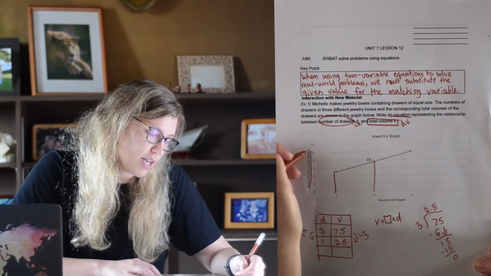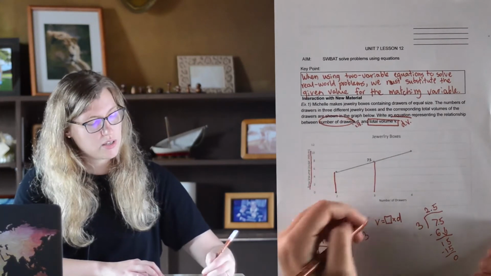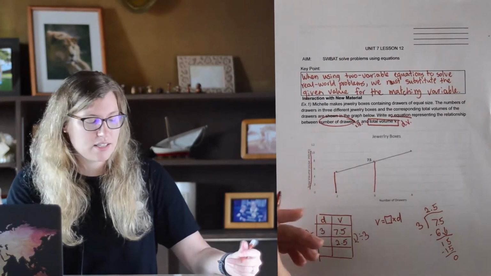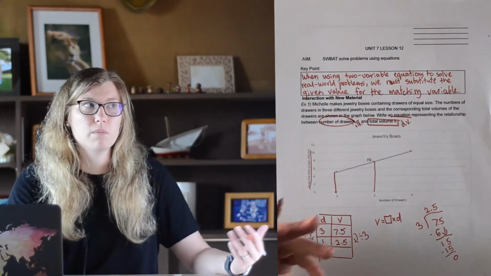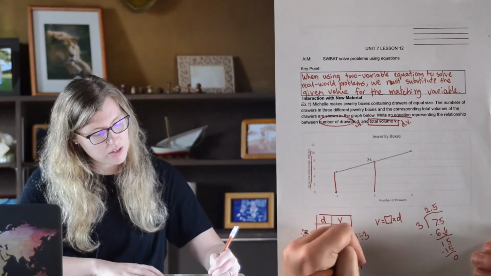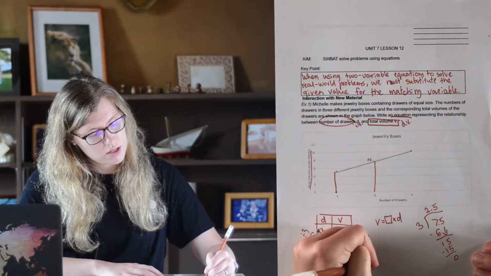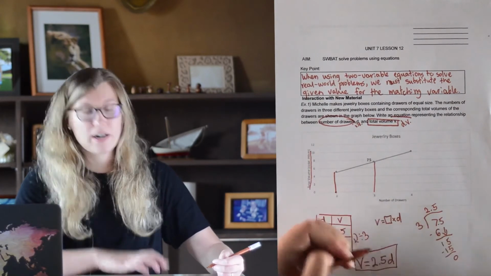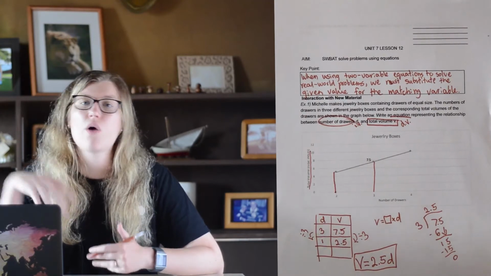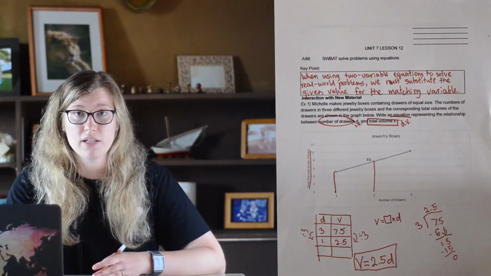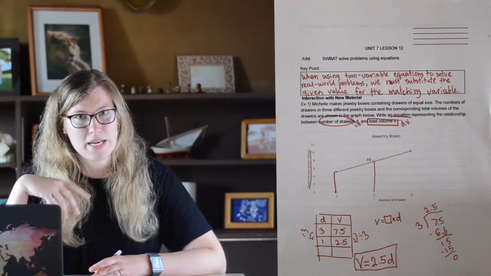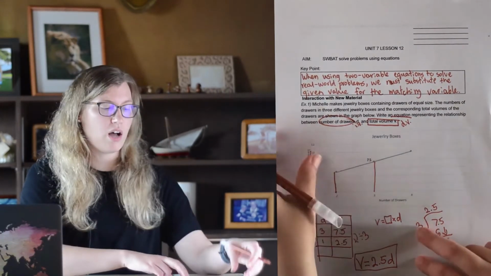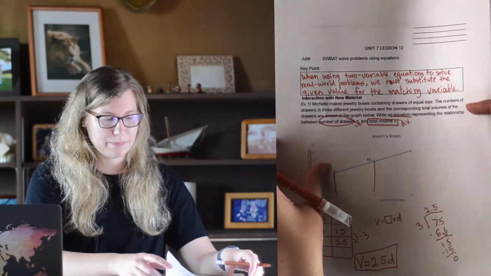Do they tell me the units? Yes, cubic inches. So if each drawer is 2.5 cubic inches, then I can figure out the volume for any number of drawers because my volume will always equal 2.5 D. Because no matter how many drawers I have, they will always have a volume of 2.5 each one. So if I just multiply it, I will get my total volume. All right, now that I have my fancy equation, let's move on and look at B and C.